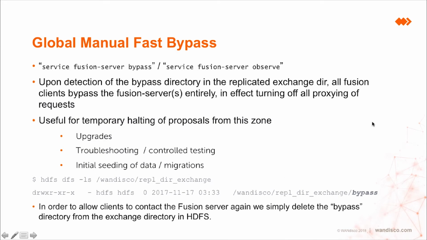Upon detection of the bypass directory in the replicated exchange directory, all Fusion clients bypass the server, in effect turning off all proxying of requests. This is useful for halting proposals from the zone. It can be useful in upgrades, troubleshooting, or in the initial seeding for data migrations. And as stated before, we simply delete the bypass directory from the exchange directory to allow Fusion clients to start working again.